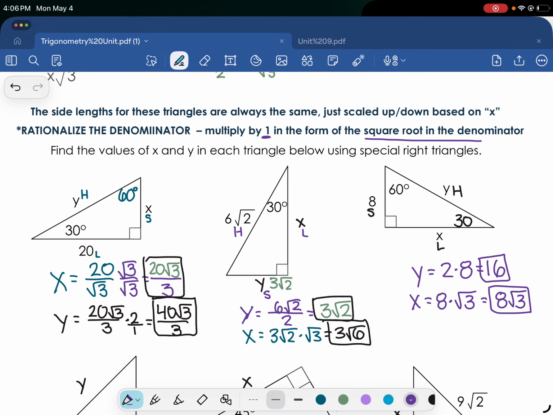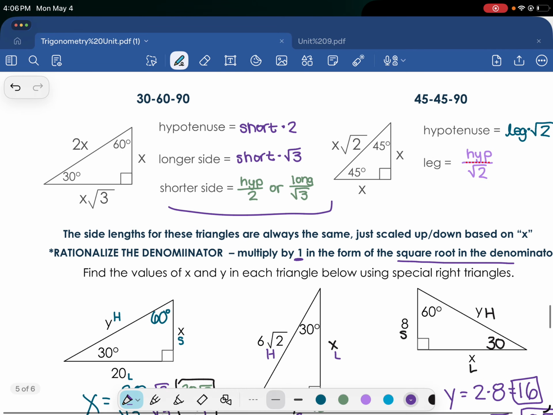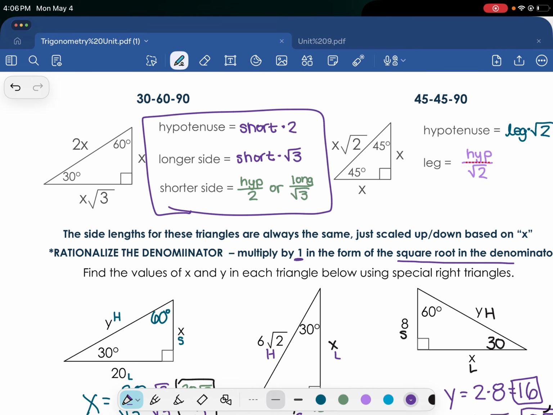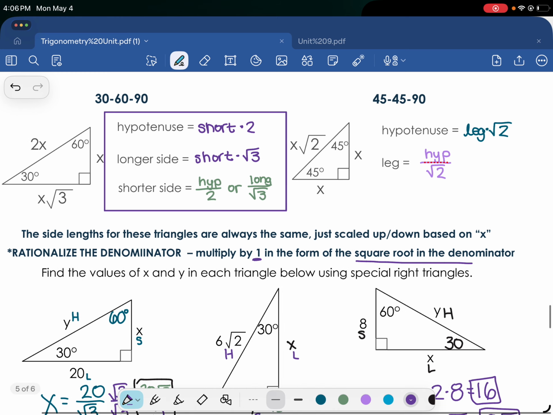Okay, if you've got questions about those three, remember that these are our formulas right here that we're using for all of that. Because that's the pattern that happens with all 30, 60, 90. Now, I'm getting ready to move on to the 45, 45, 90, so I'm just going to remind you, if you need the hypotenuse, multiply the leg times the square root of 2. If you need the leg, divide the hypotenuse by the square root of 2.